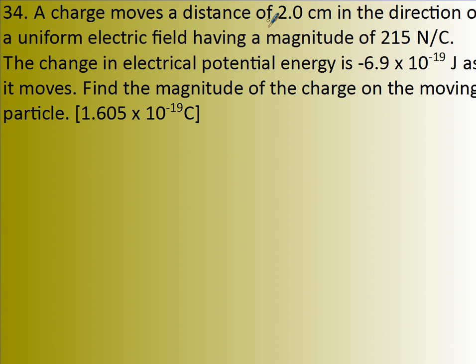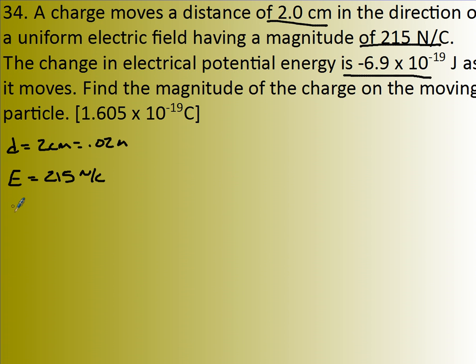A charge moves a distance of 2 centimeters. So D is 2 centimeters, which is 0.02 meters, in the direction of a uniform electric field that has magnitude of 215. So E is 215 newtons per coulomb. The change in electric potential energy is negative 6.9. So the change of PE is negative 6.9 times 10 to the negative 19 joules. Find the magnitude of the charge. So I'm looking for Q.